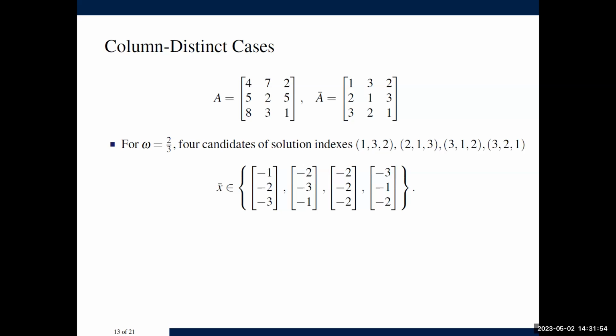And this is the interesting discovery. Why? Because for omega equal to 2/3, we have 4 candidates of the solution index, because the total must be 6. So one of them should be this one, 1, 3, 2, which is 1 plus 3 plus 2. The total is 6. Now for the solution index 2, 1, 3, the corresponding is 3 plus 2 plus 1. Now we have 4 candidates. And then when we multiply with the matrix A bar, they are indeed the solutions.